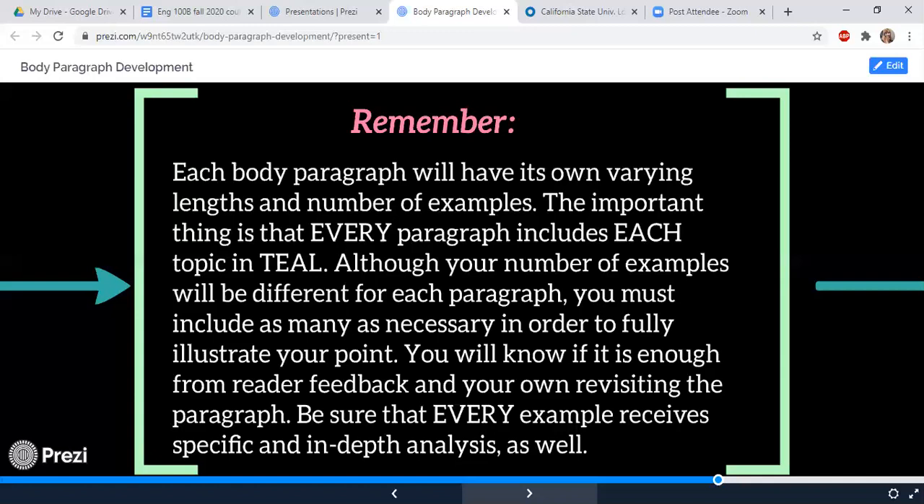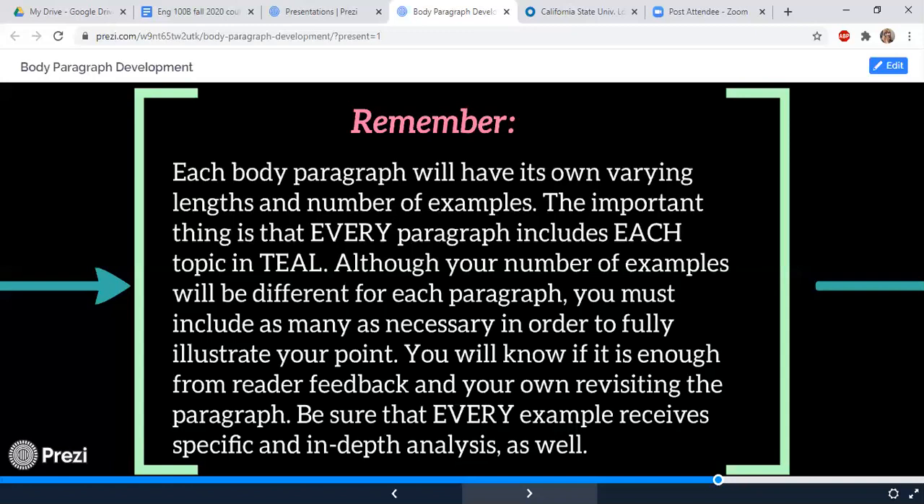Okay, so even though the number of examples may vary in each paragraph, you might not have 4 examples in every paragraph, right? You might have 4 in one, 2 examples in another paragraph, and then maybe 6 or 7 examples in another paragraph, right? That's fine. But you should include as many examples as necessary in order to fully illustrate your point, okay? How will you know if it's enough, right?